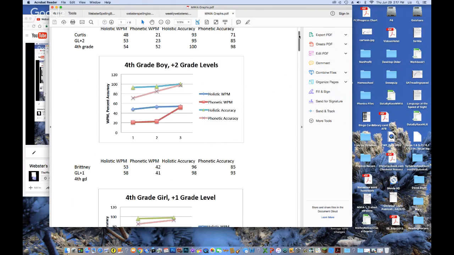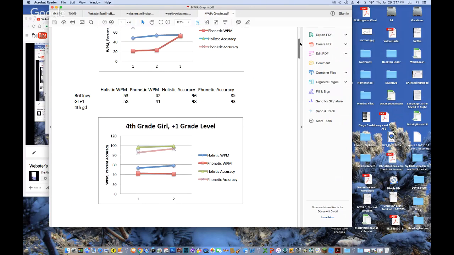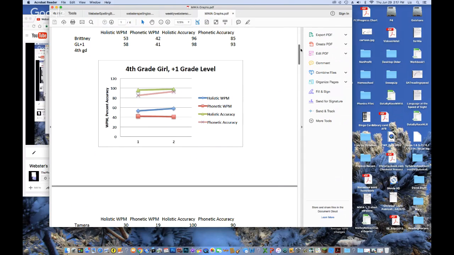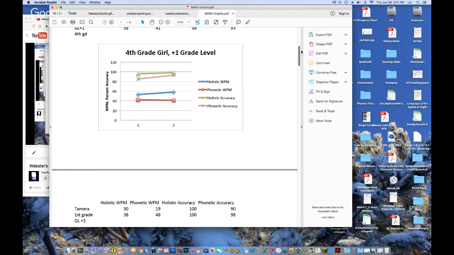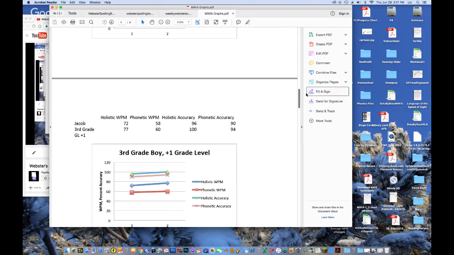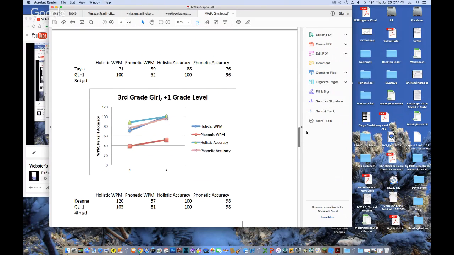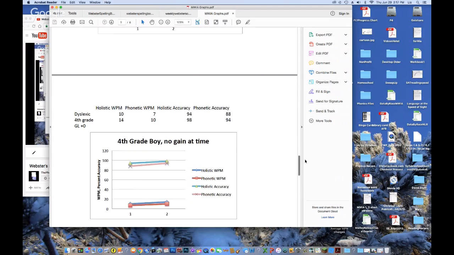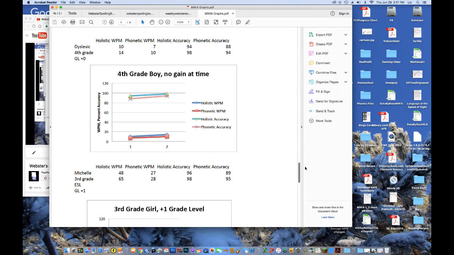I've had hundreds of students, and here's another girl. Most poor readers reading below grade level read between 40 and 100 words per minute. But I had one boy who had dyslexia in his family. He wasn't diagnosed, but I'm pretty sure he had it, and his father had been diagnosed. When he started he was reading at 10 and 7 words per minute.